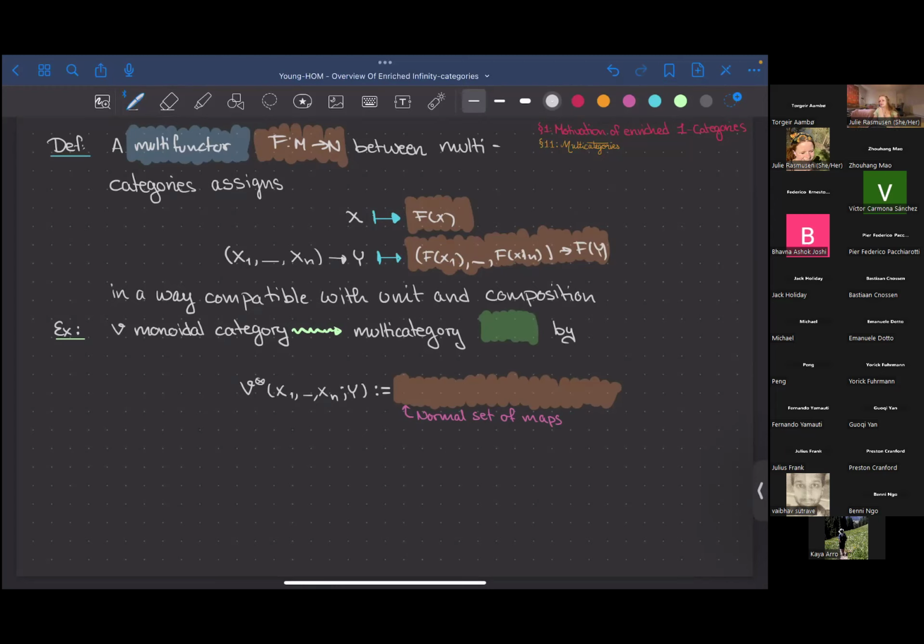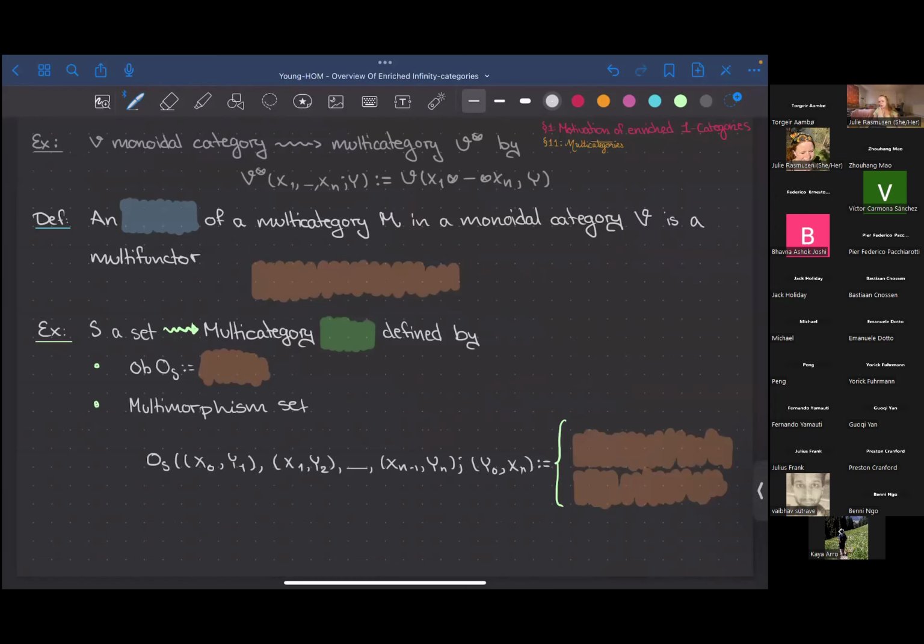One of the key and easiest examples is if we have a monoidal category, we already have an easy way of getting a multi-category, denoted by the tensor, where we define the set of multimorphisms to be the normal set of maps from x1 tensor up to xn into y. So we can use the monoidal structure to consider this as a multi-category.